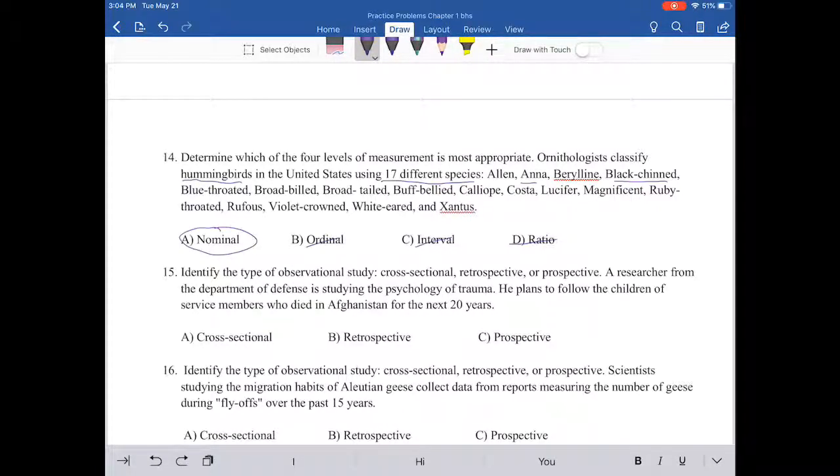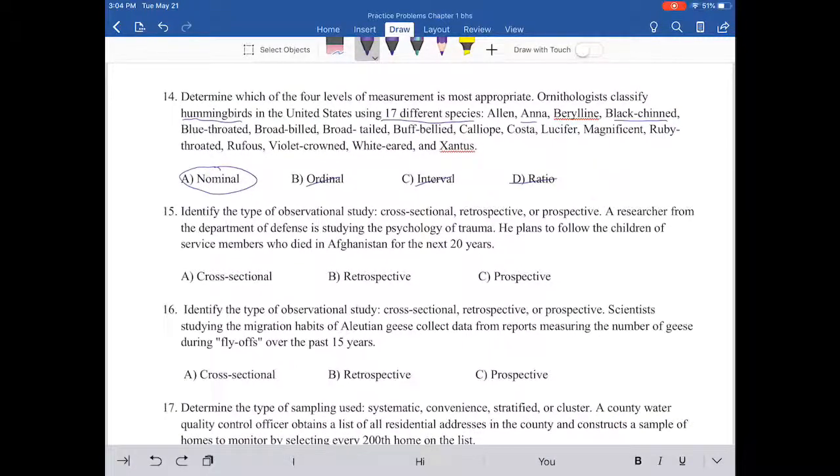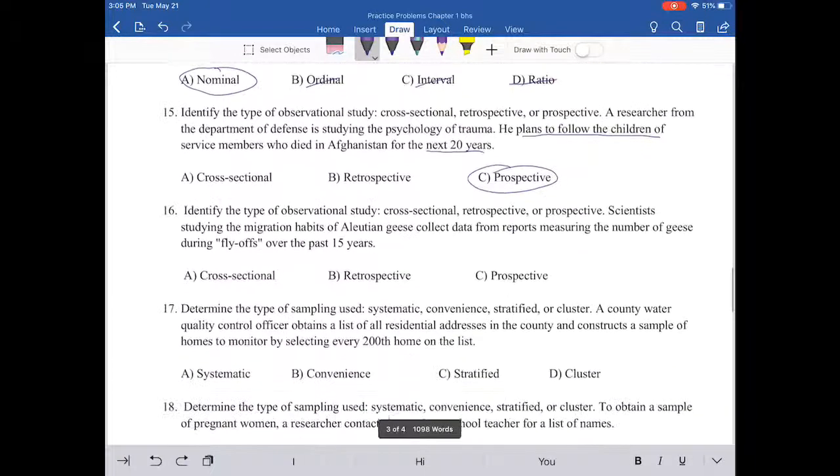It's categorical. Number 15. Here we're looking at the difference between cross-sectional, retrospective, and prospective. So here, the researcher plans to follow children of service members who died in Afghanistan for the next 20 years. So here we're following children for the next 20 years, so we're going forward in time and collecting data, so it's going to be a prospective.